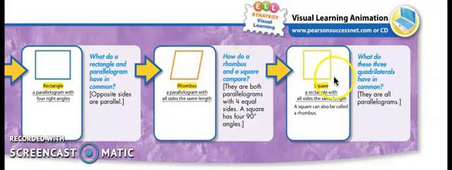A square can also be called a rhombus, but a rhombus cannot be a square because the characteristic of a square is that it has to have 90 degrees in each corner. What do these 3 quadrilaterals have in common? A rectangle, a rhombus, and a square. They are all parallelograms, meaning that they all have 2 sets of parallel sides.